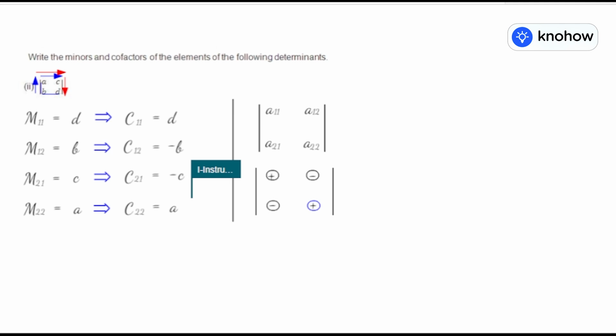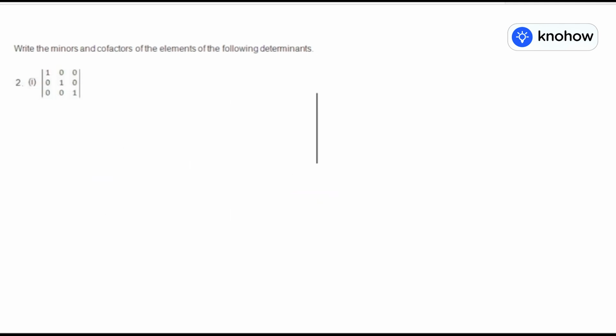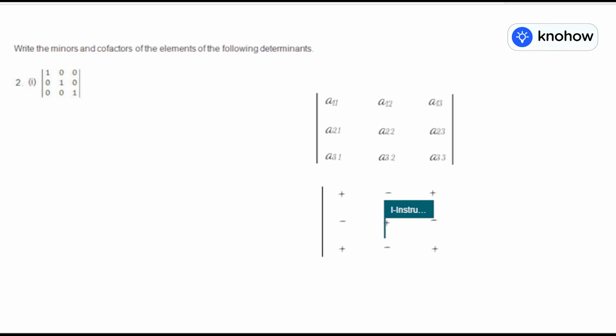In question 2, first part, what is new? That this time it is a determinant of third order. What are the general notations for third order? A11, A12, A13, A21, A22, A23, A31, A32, A33. The sign convention: plus, minus, plus, minus, plus, minus, plus, minus, plus. This we have been doing when in the previous exercise we evaluated the determinants. Now, I'll just do a few in this case.